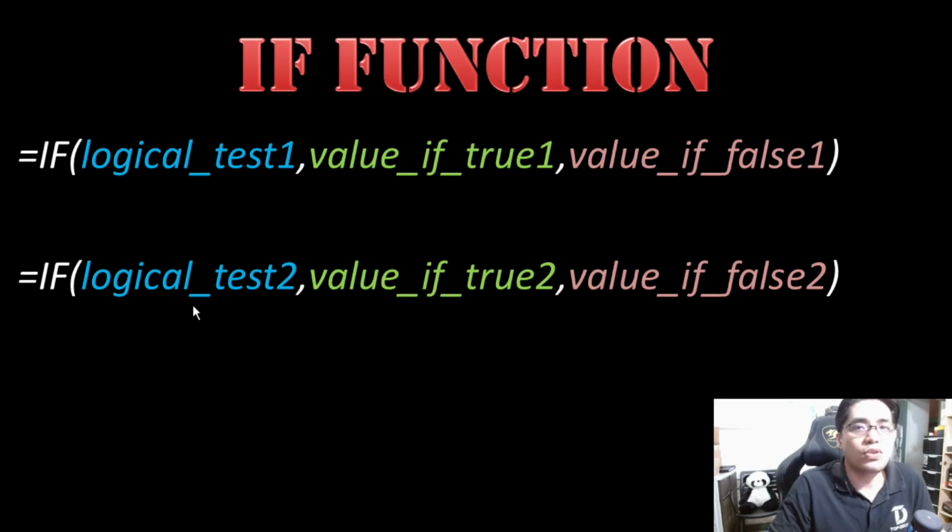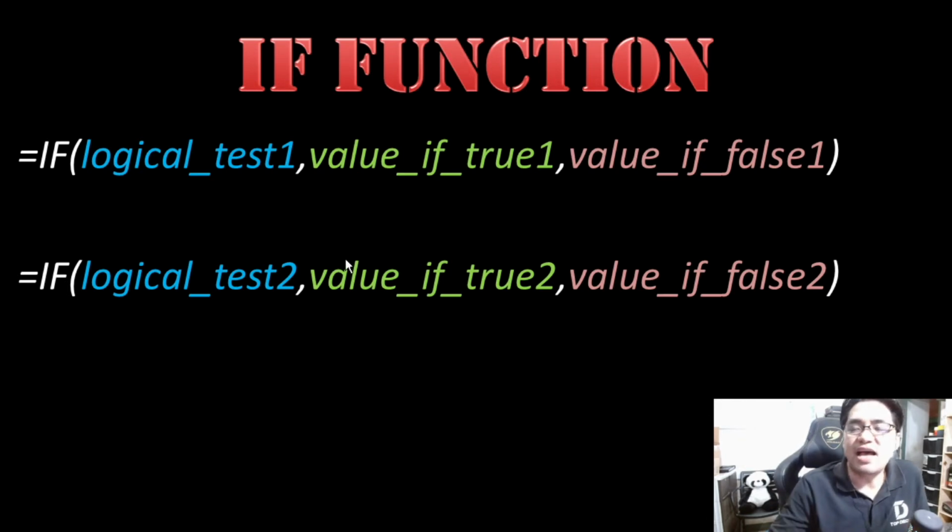So going back to what was mentioned a while ago, these are our two logical tests. So you have logical test 1, and then if logical test 1 is true, then you have value if true 1. If it is false, then we have value if false 1. Then we have a second logical test. If it is true, then you have value if true 2. And if it is false, then you have value if false 2.